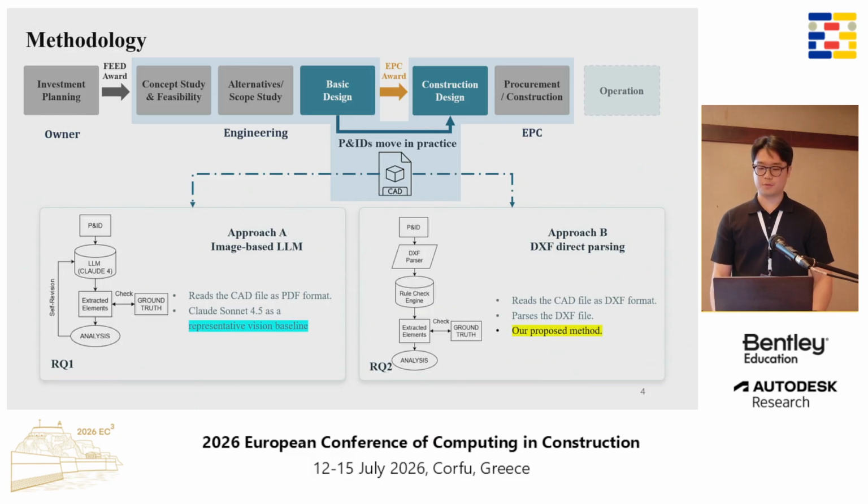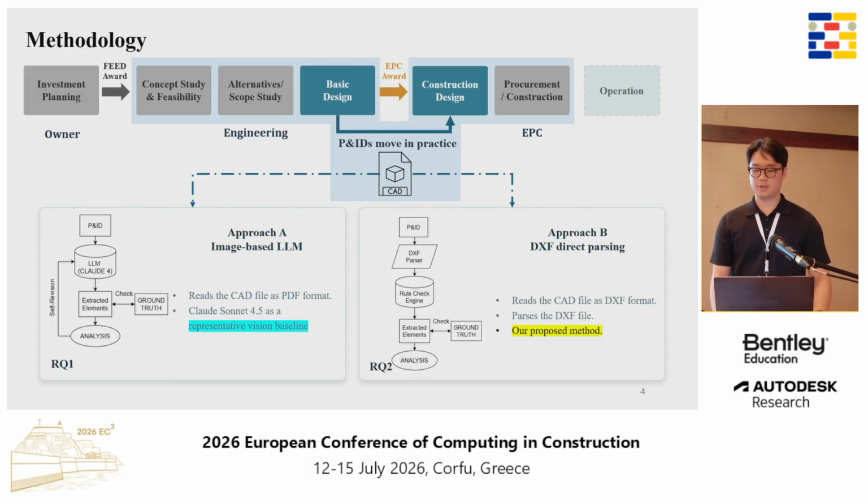We compare both on the same drawing. Drawing A104 was obtained in both formats, and both are scored with the same ground truth and the same metrics. In approach A, a vision LLM reads the drawing as a PDF exported from the CAD file directly. We use Claude Sonnet 4.5 as a representative baseline. When extraction fails, the model reviews its own errors, applies a fix, and runs again. We repeat this loop 3 times and measure the improvements.